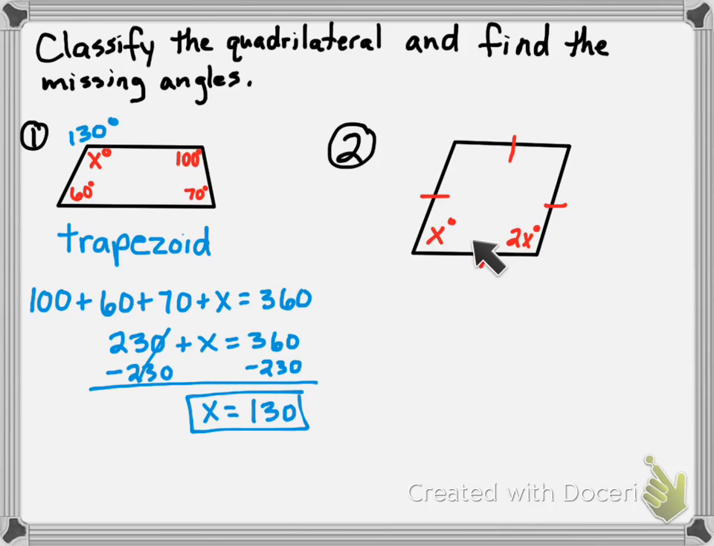Then I see that these two angles are not the same. So if they're not the same, there's no way they're all 90 degrees, because this is x and that's 2x. So if they're not the same, then they can't all be right angles. So that rules out a square. That only leaves one thing this could be, and it's a rhombus.